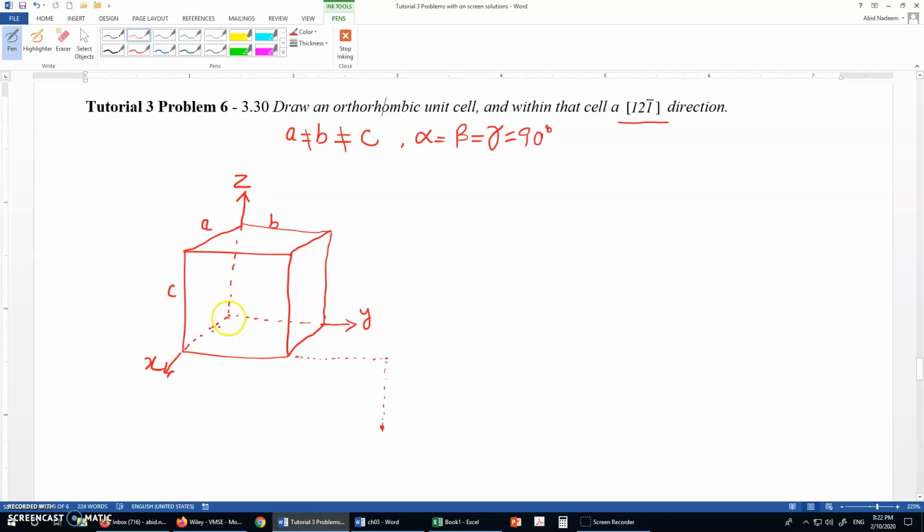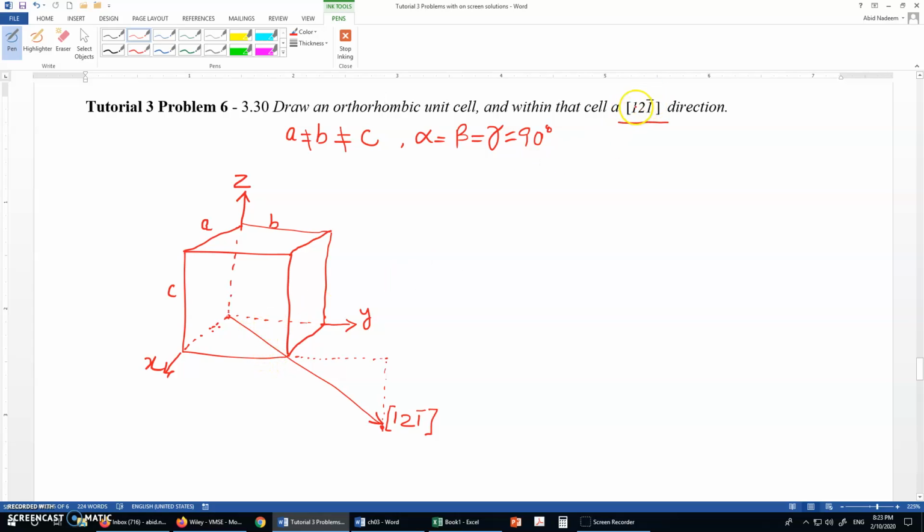If you join the origin with this point over here, this will be the direction. So this will be the 1, 2, -1 direction. It is not necessary that this line has to intersect at this point; depending on how you draw it, it may be over here, but anyway, this is how you can show this direction.